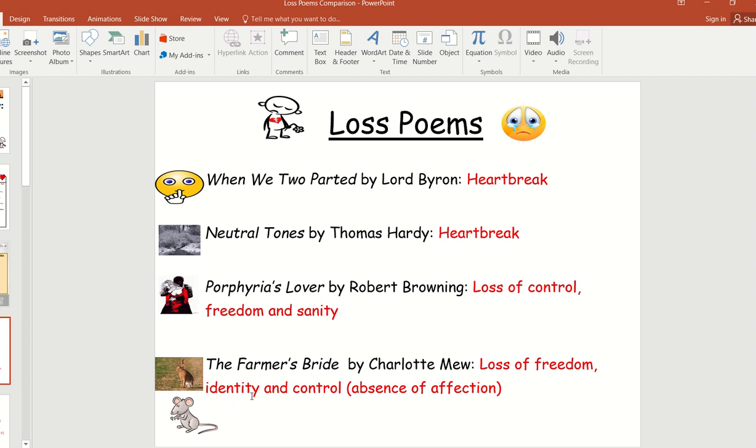Identity as well. So this title really does show that patriarchal society, because if we look here, we are not told the name of the bride. We are told that the bride belongs to the farmer. So we've got the possessive apostrophe. She is the farmer's possession.